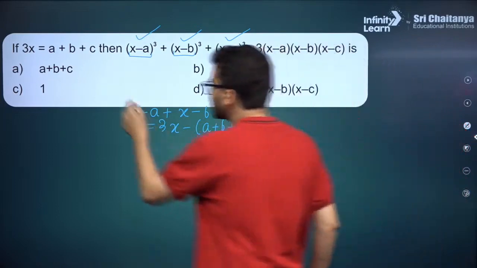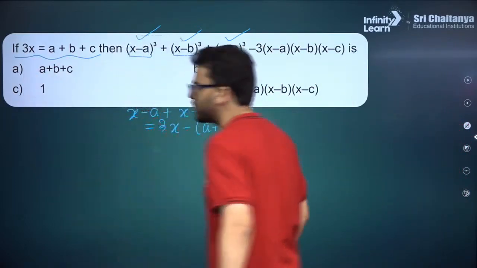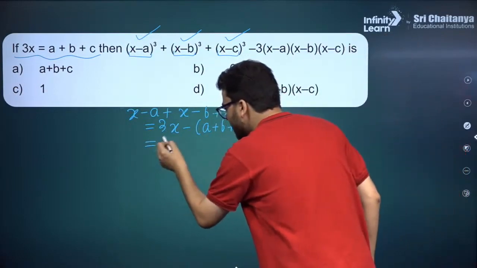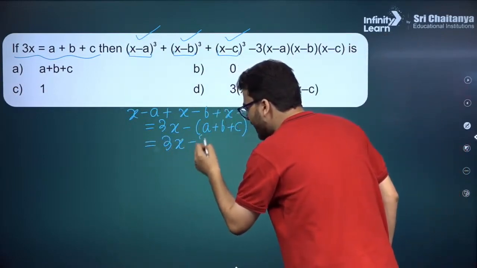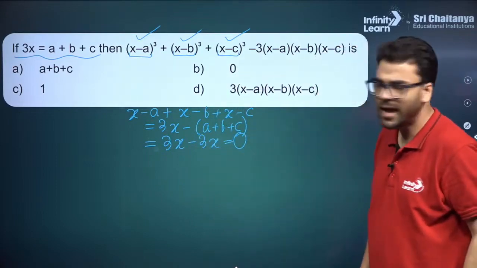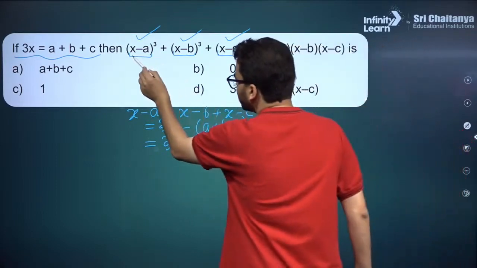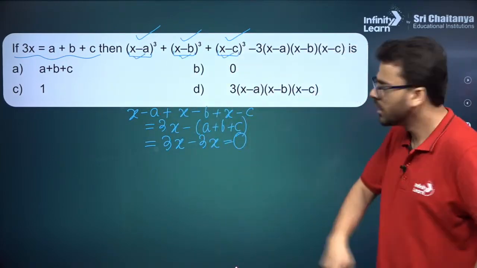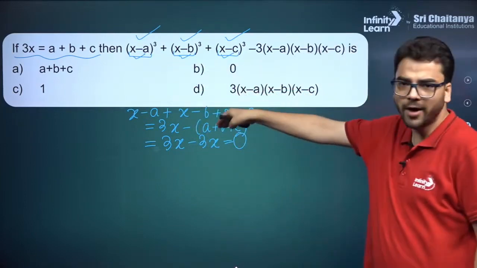Now 3x is already given to be equal to a plus b plus c. So can I not say that this is nothing but 3x minus 3x only, and it is coming out to be 0. You got that logic? It means the things inside the cubes, their sum is coming out to be equal to 0. So the sum of their cubes will be what?